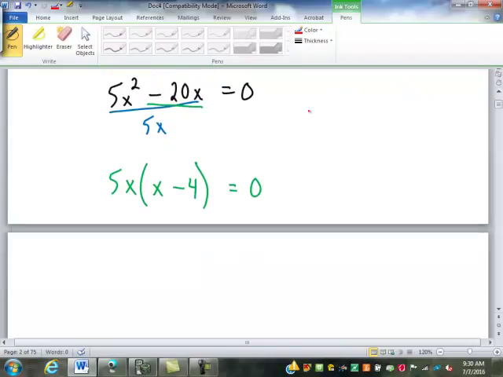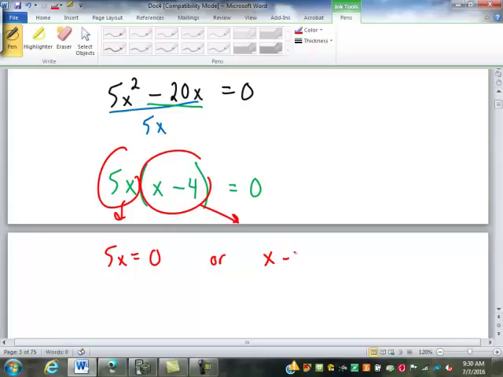So what's that telling us? Well, it's telling us that either 5x equals 0 or x minus 4 equals 0. How would I solve this first one here? Divided by 5, right? What's 0 divided by 5? 0. Remember, 0 can be divided. We just can't divide by 0. So x could be 0. Or, how do we solve this one?